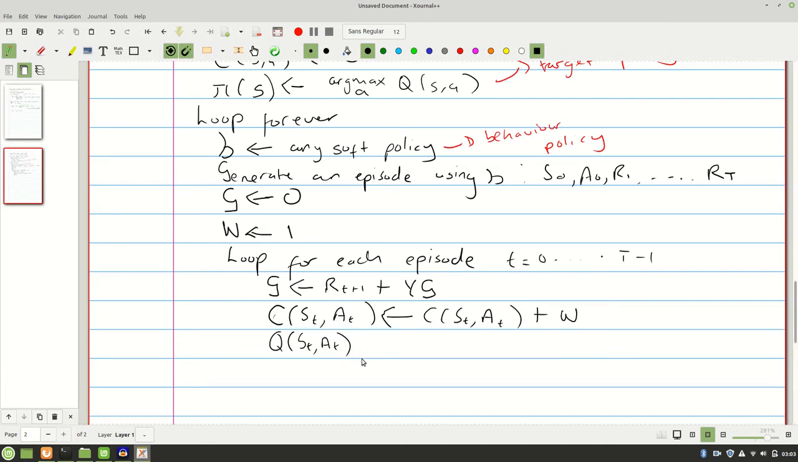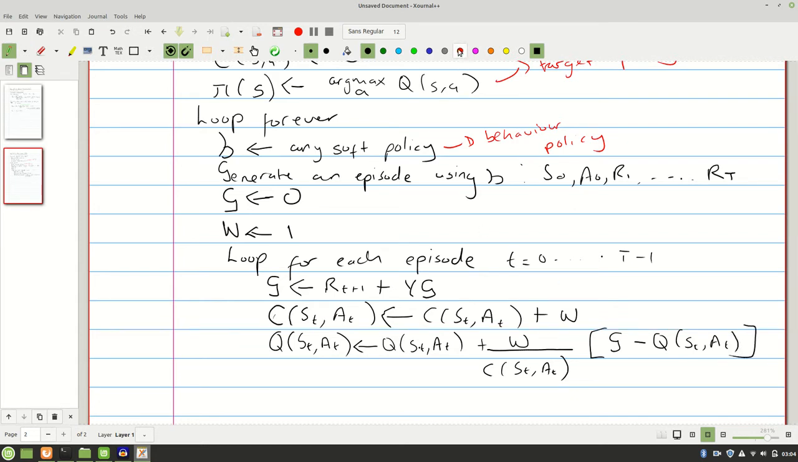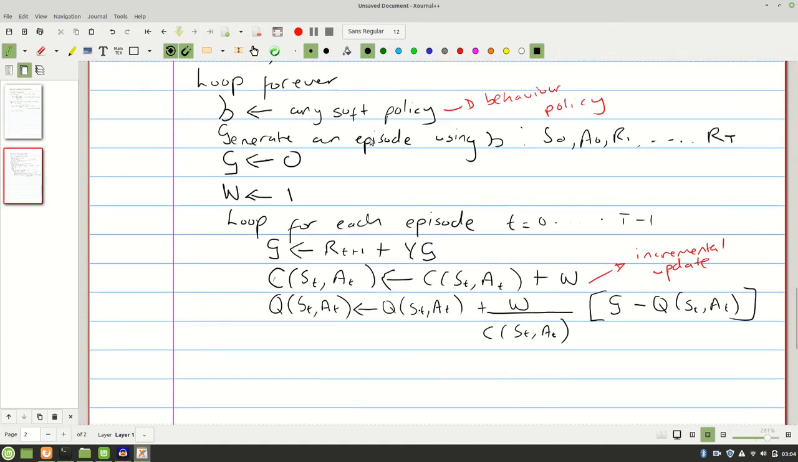So Q ST, AT is going to be equal to the old Q ST, AT plus W over C ST, AT multiplied by G minus Q ST, AT, which is our incremental update. So we had called this the incremental update. Okay, so having done that, we move on to the next step.